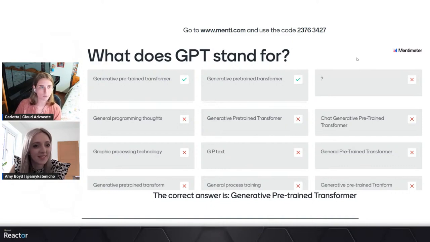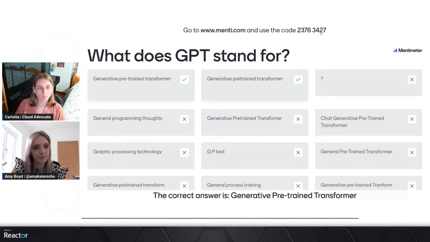GPT, what does it stand for? GPT is generative pre-trained transformer. This was the right definition. And this refers basically to the architecture, but also the training method used for the large language model that powers technology like the well-known ChatGPT.